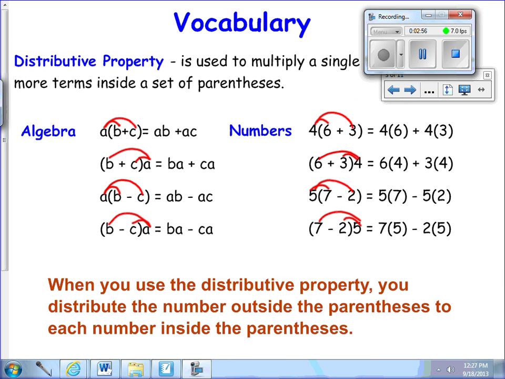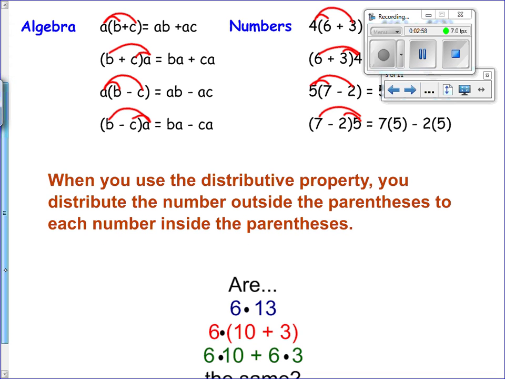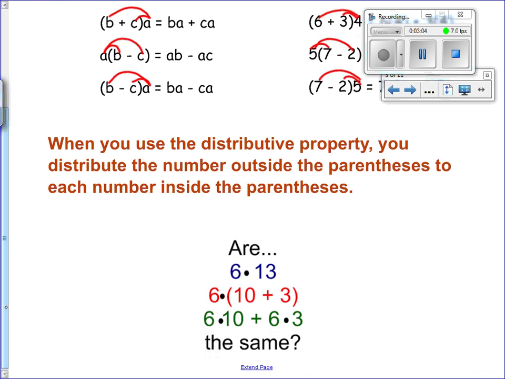When you use the distributive property, you distribute the number outside the parentheses to each number on the inside of the parentheses. So let's look at this example. 6 times 13, 6 times (10 plus 3), 6 times 10 plus 6 times 3. Are all those the same? Do you get the same answer with those? Okay, let's work it.